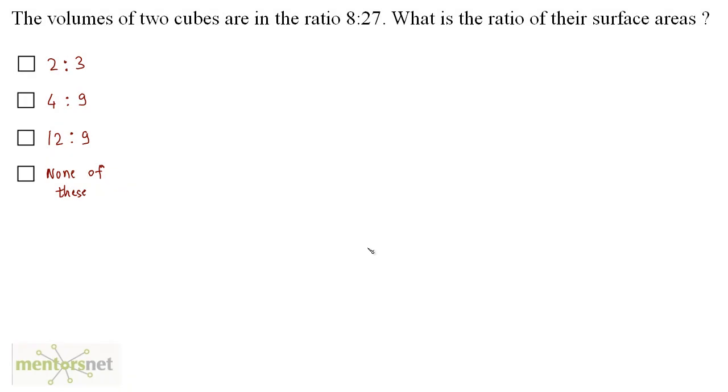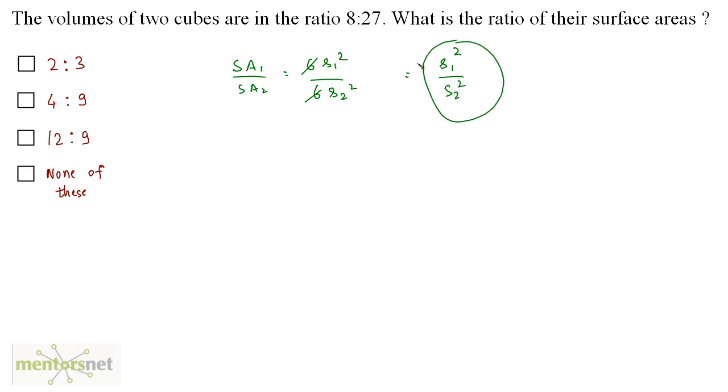The volumes of 2 cubes are in the ratio of 8:27. What is the ratio of their surface areas? Well, the ratio of the surface areas can be written as SA1 by SA2, and that will be equal to 6 S1 square by 6 S2 square, right? The surface area of a cube is 6 times its side square. So this 6 and this 6 get cancelled out. What we have is S1 square by S2 square, and we have to find this.